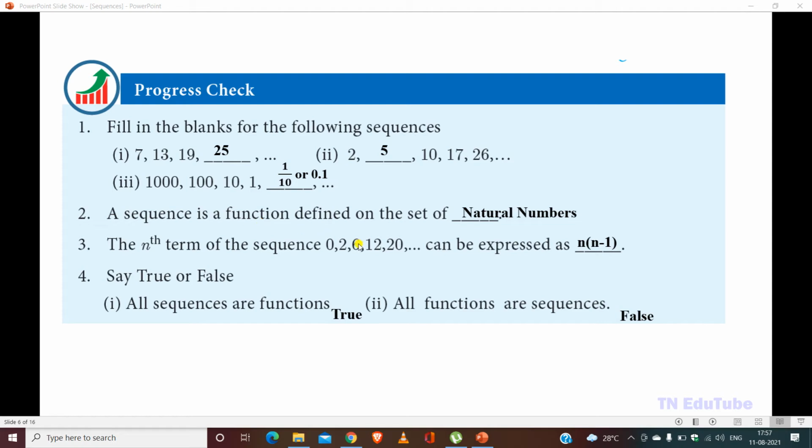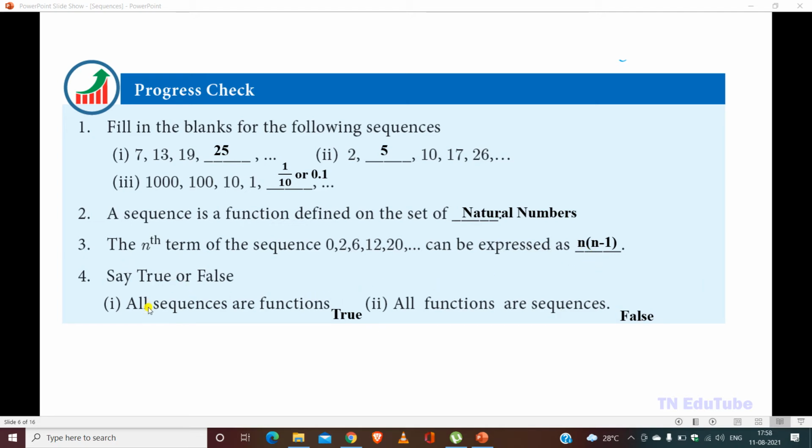A sequence is a function defined on the set of natural numbers. This is in the definition. The nth term of the sequence 0, 2, 6, 12, 20 can be expressed as n into n minus 1. When n is equal to 1, you get 1 minus 1, so 1 into 0, 0. So the first term you get, isn't it? Then n equal to 2: 2 into 2 minus 1. 2 minus 1 is 1 only. So 2 into 1 is 2. For 3: 3 into 3 minus 1, you get 2, isn't it? So 3 twos are 6. So the general form is n into n minus 1.